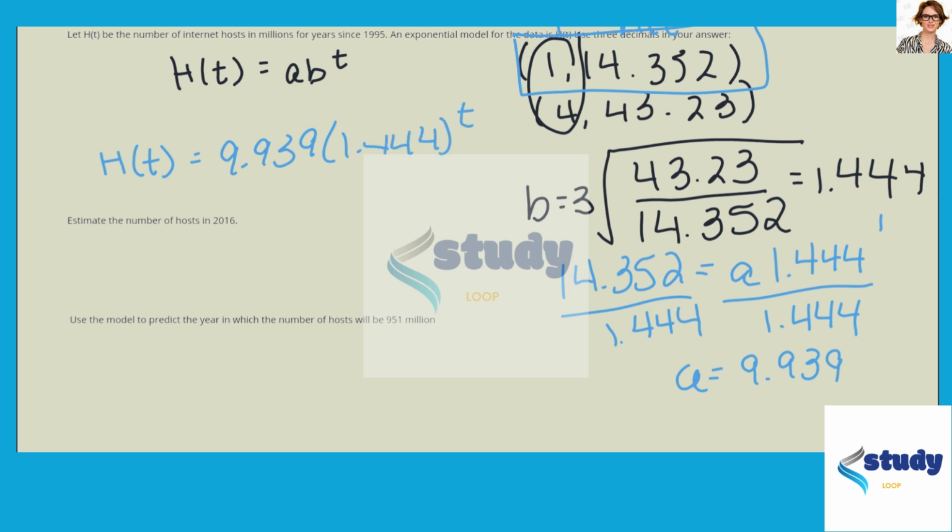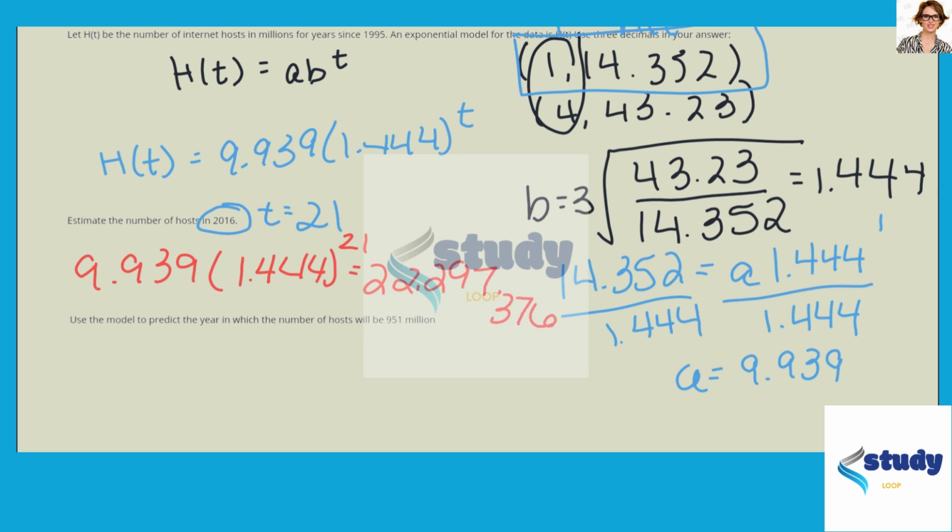Now if I want to estimate the number in 2016, since I'm talking about years since 1995, this means that my t is going to be 21, because that's 21 years. So I'm going to take 9.939 times 1.444 to the 21st power and get that the number of hosts is going to be 22,297.376 million for our number of TV hosts.